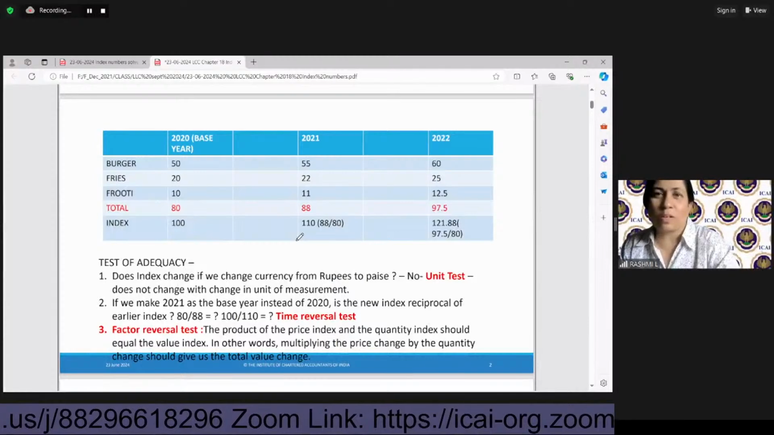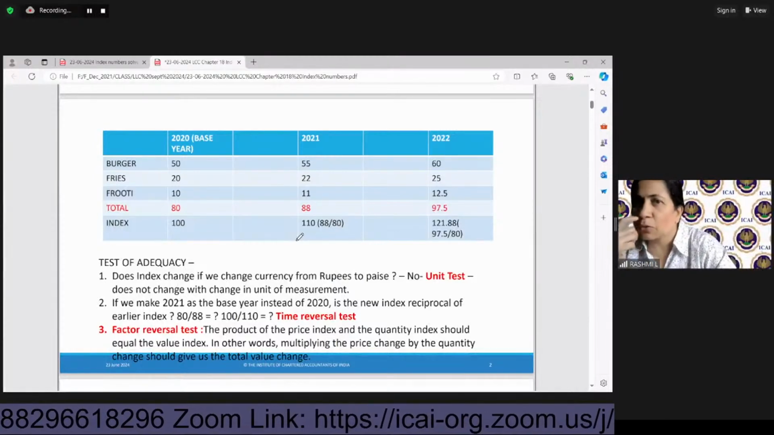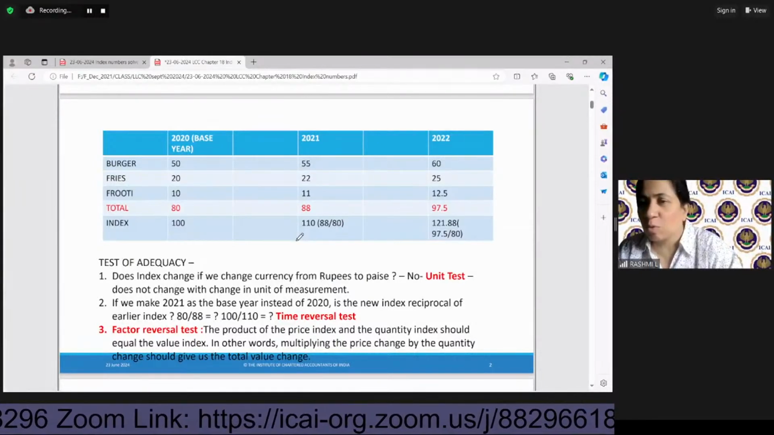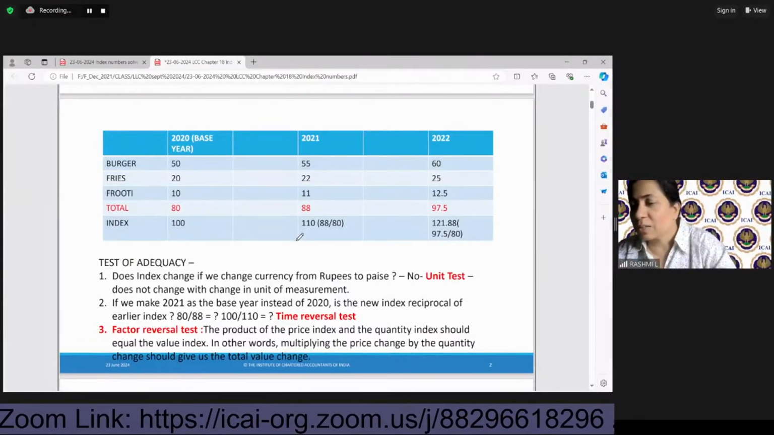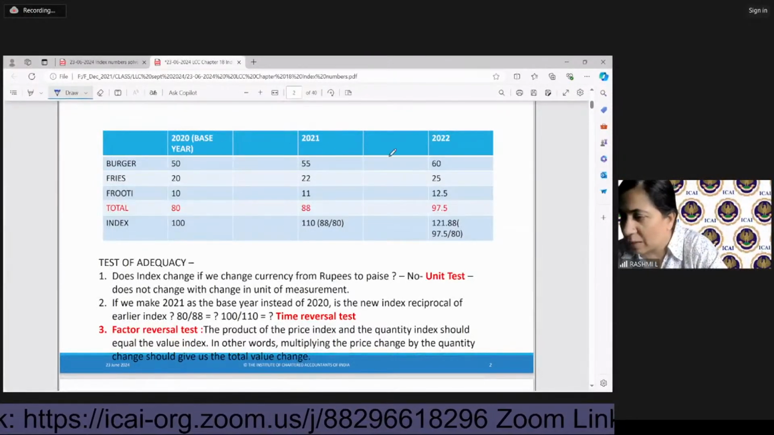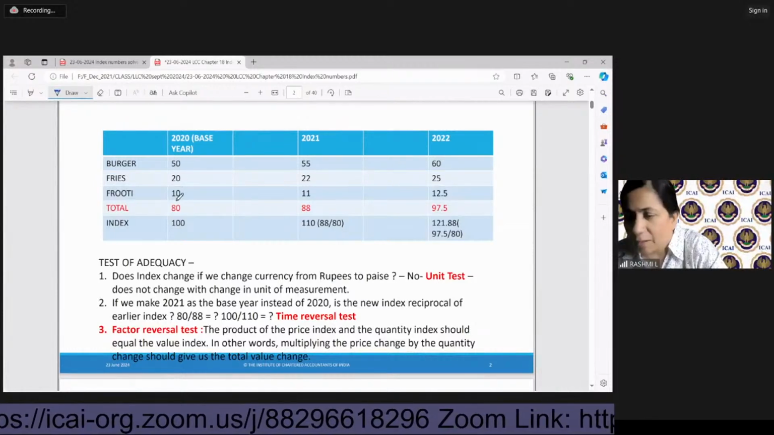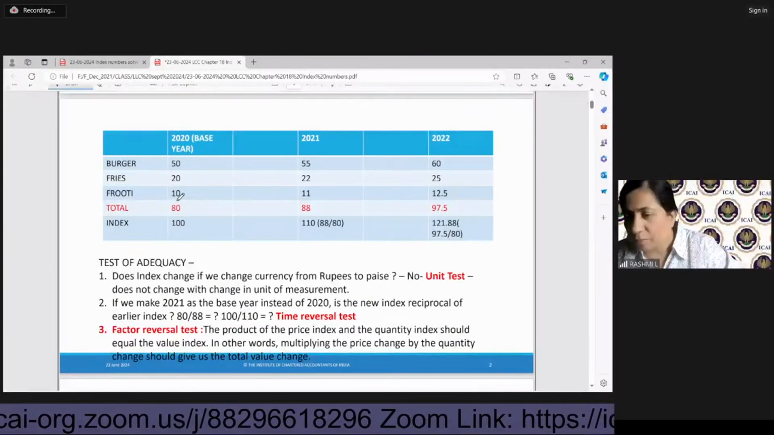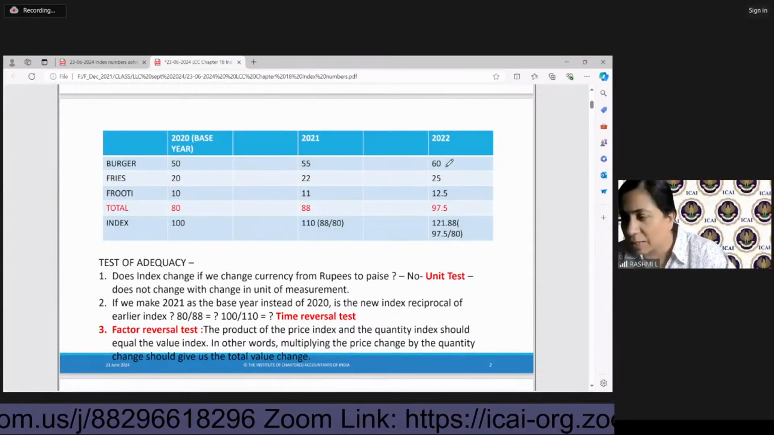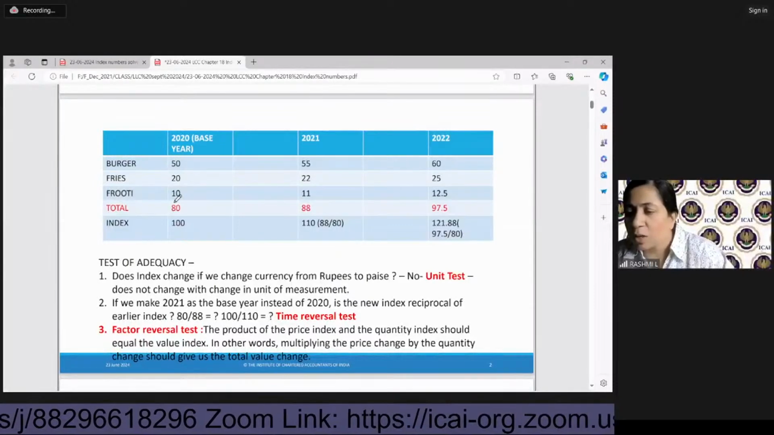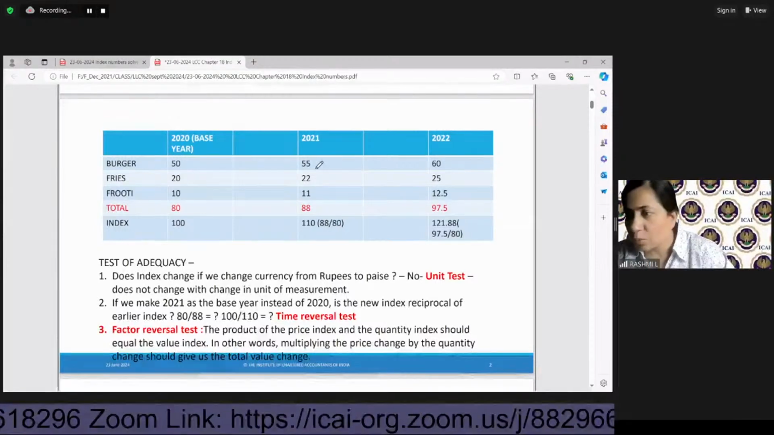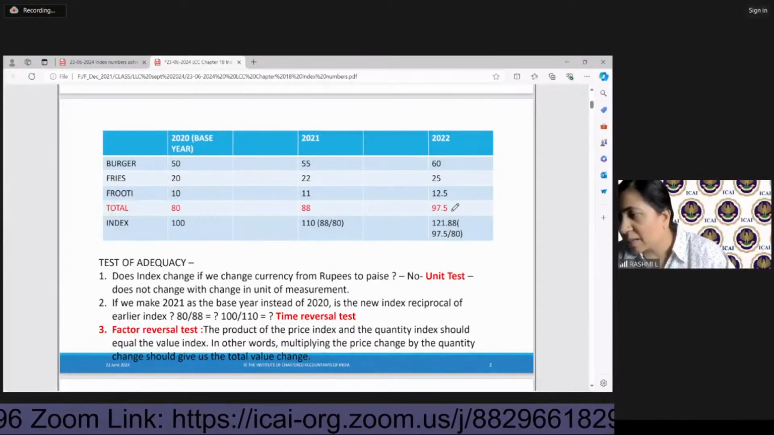So let us first consider a small example. Like you take a combo when you go to a fast food restaurant. What you do, you order a burger, some fries, and maybe a bottle of Coke or fruity. So what I have done is, for 3 years, 2020, 21, and 22, I wrote down the values. A burger was say in 2020 costing me 50 rupees. In 21 it became 55, then it became 60.